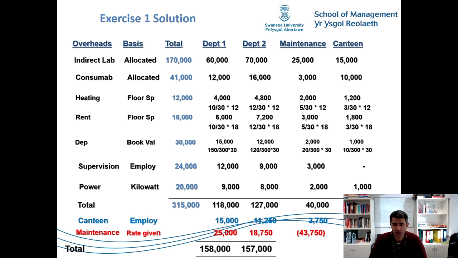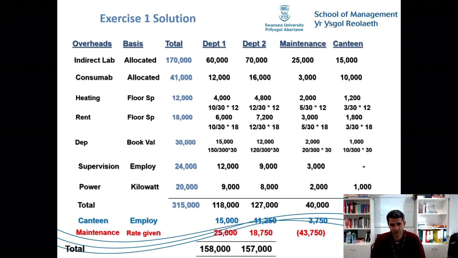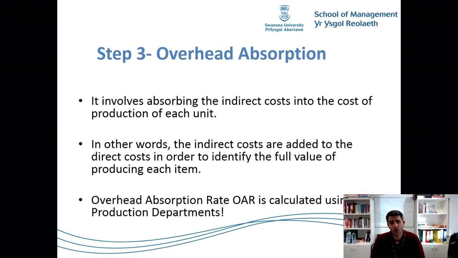Now we will come to the last step, step 3, which is the overhead absorption. When it comes to overhead absorption, step 3, it involves absorbing the indirect cost, which is the 158,000. So we need to absorb it into the cost of production of each unit, okay? How can we do this? We need to calculate something called OAR, which is the overhead absorption rate.